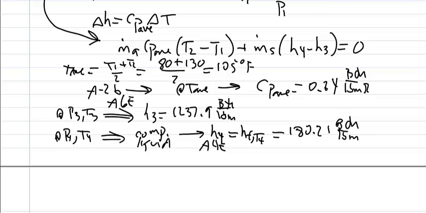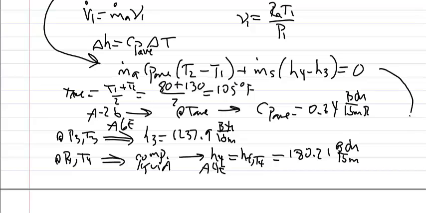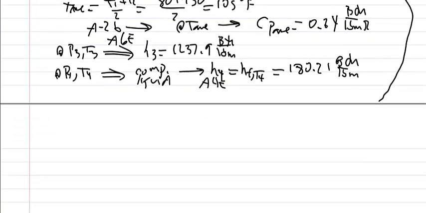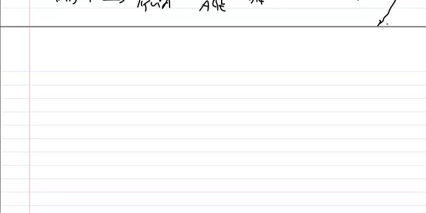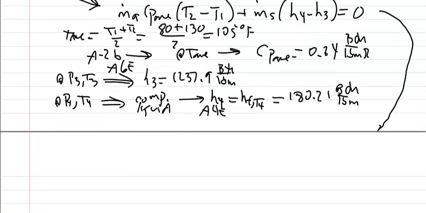So now let's go ahead and complete this problem. We'll take our first law equation and just continue down here. We have the mass flow rate of the air, which is our unknown. So m dot A, Cp average is 0.24 BTUs per pound mass per degree Rankine. The temperature difference in Fahrenheit is the same as the temperature difference in Rankine, so we don't really need to convert from one set of units into the other. So we have 130 minus 80, and we'll just put Rankine.